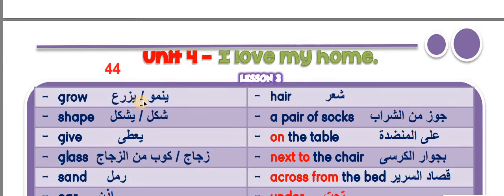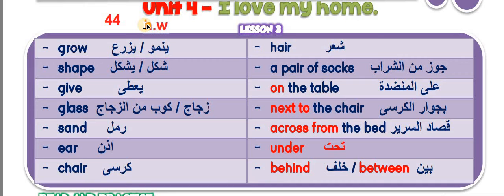تعالى بقى ايه بيجي؟ 44 الهومورك HW. يلا يلا معايا: grow, shape, give, glass, sand, ear, chair, hair, a pair of socks, on the table, next to, chair, across from the bed, under, behind, between. تاني: grow, shape, give, glass, sand, ear, chair, hair, a pair of socks, on the table, next to the chair, across from the bed, under, behind, between. ده الهومورك يا جماعة، ان شاء الله تحلوه كويس. ماشي.